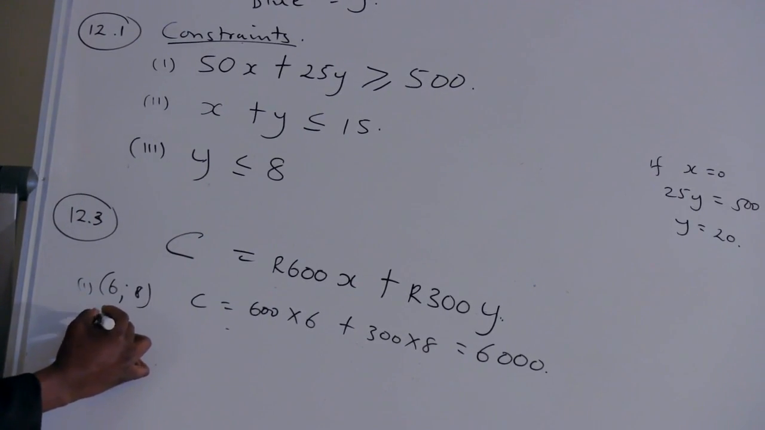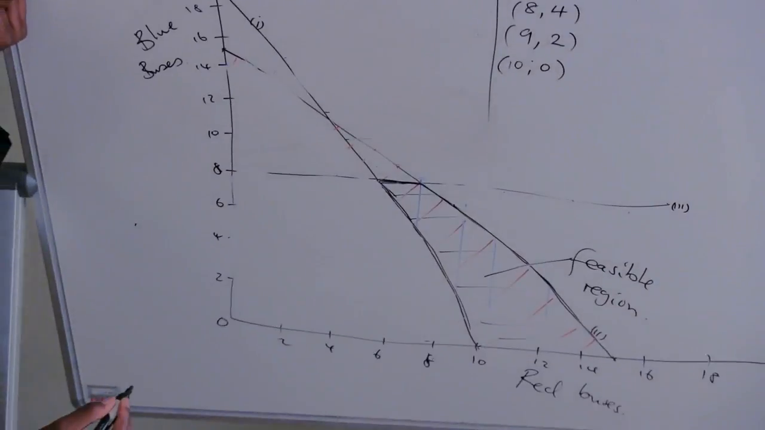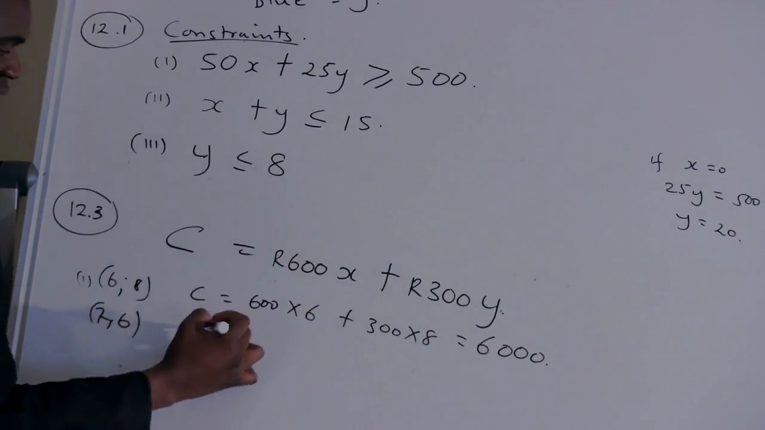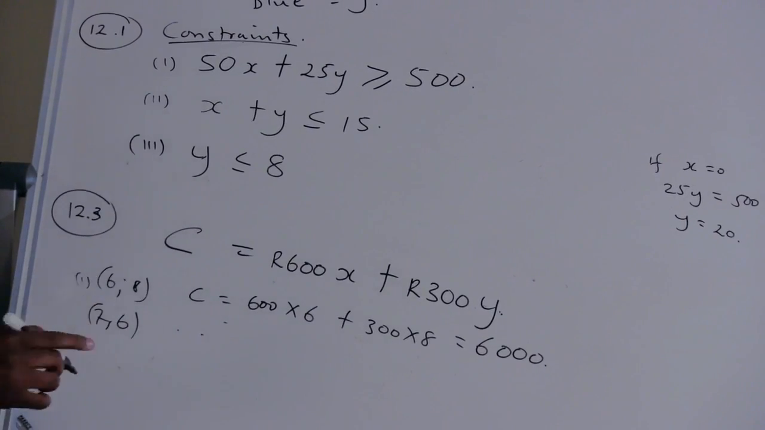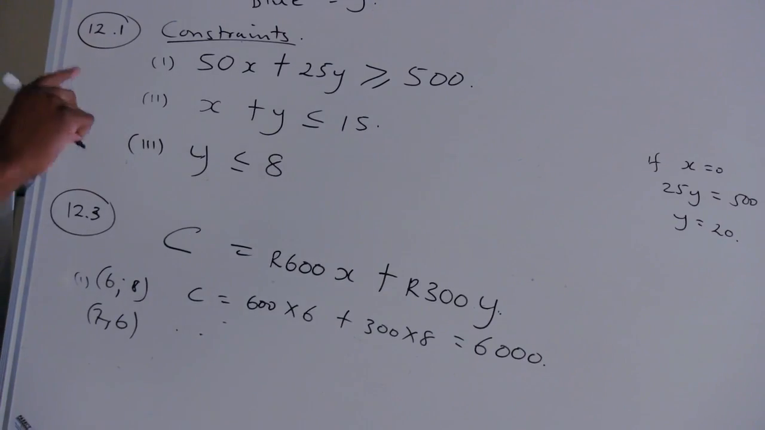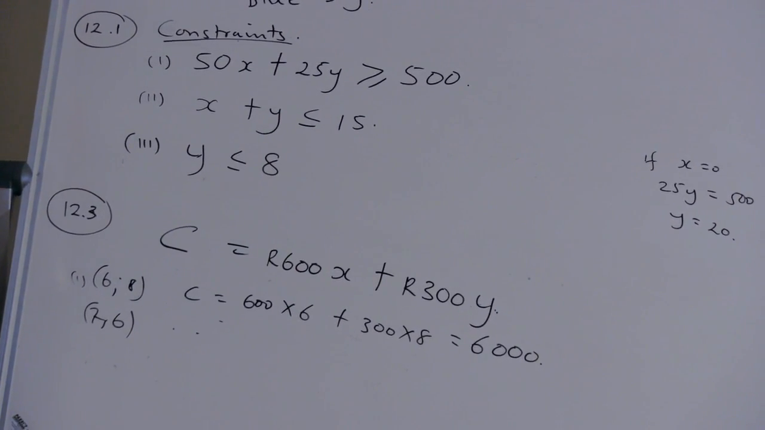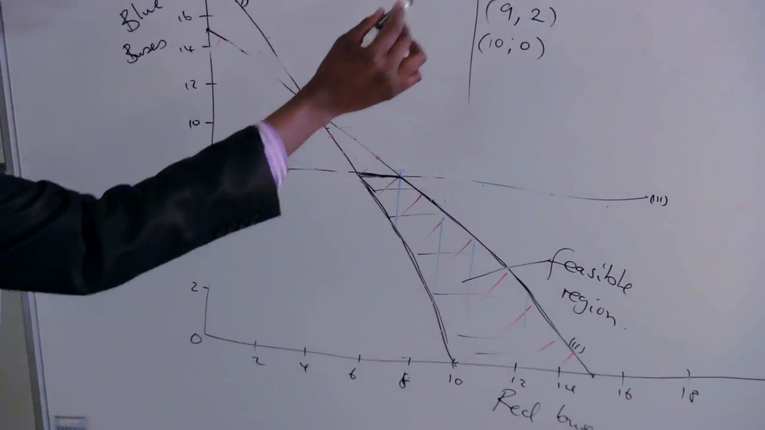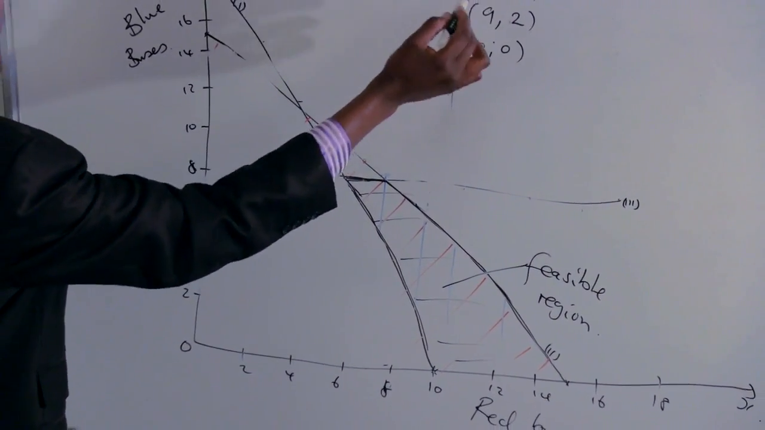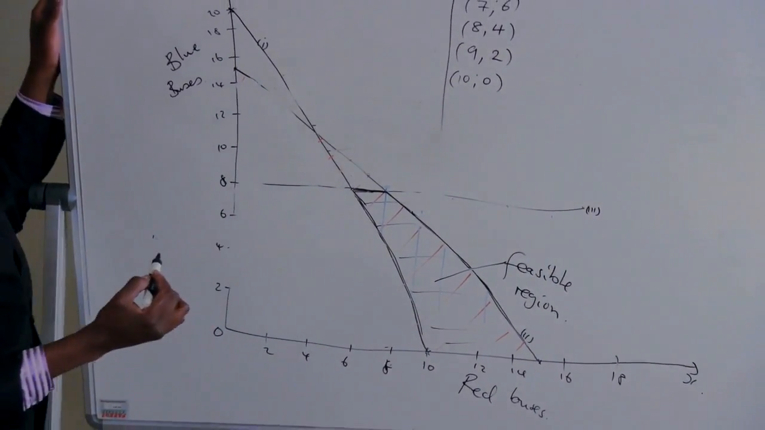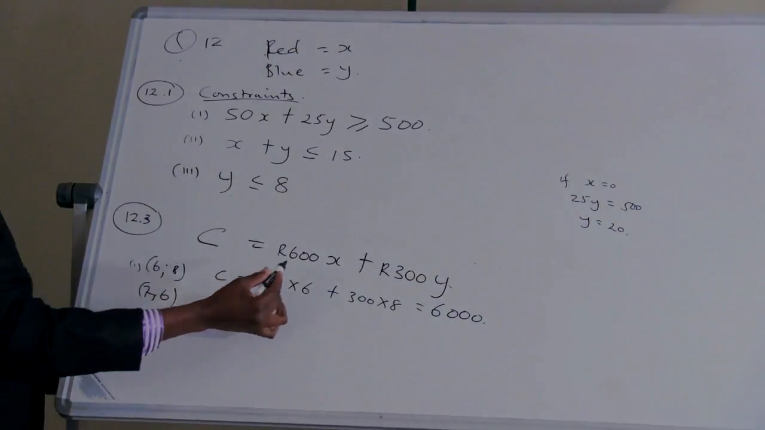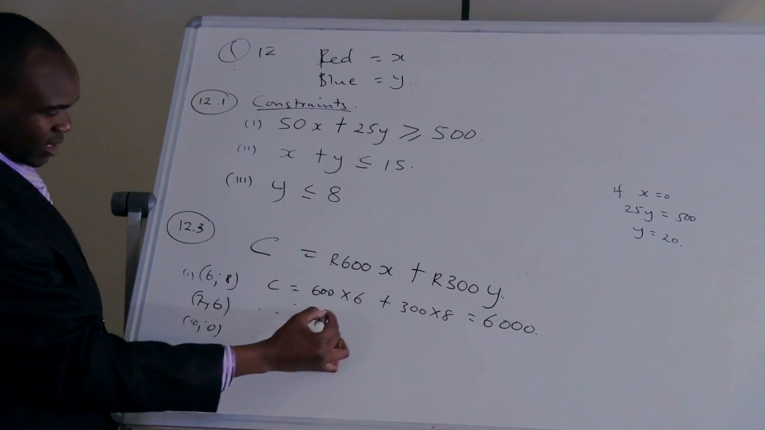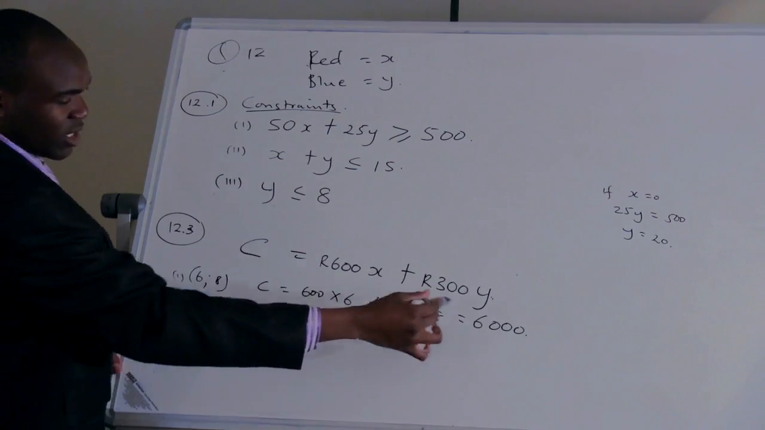So all those points, try to put them: 6, 8, 7, 6, 8, 4, 9, 2, 10, 0. Put them in this function. You're going to get 6,000, 6,000, 6,000, which confirms for sure that all those points are minimum points. But now on 10, 0, which means our x is now 10, so 600 times 10 is 6,000, and this one is 0.